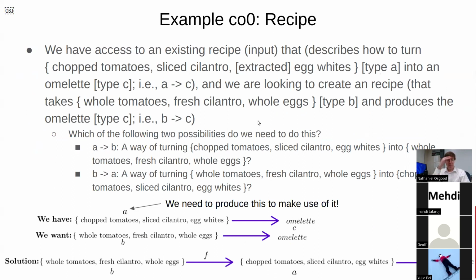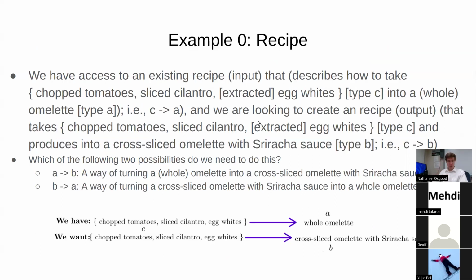Okay. So suppose you have a recipe. You're going to make some food. You have some recipe that tells you how to turn chopped tomatoes, sliced cilantro, and extracted egg whites, we're going to call this C, into a whole omelet. We're going to call it A. So we have a map from C to A, from going from these ingredients to a whole omelet. Are we okay with that idea? So we have some way of turning C's into A's.